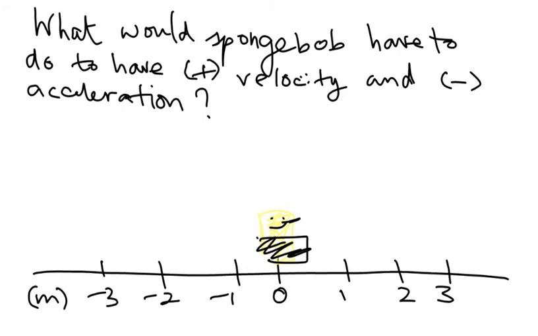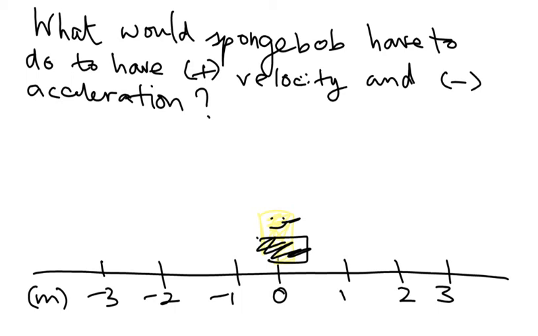Okay, having seen that, I want you to try to answer this next question. So actually take a minute and write this question down. What would SpongeBob have to do to have a positive velocity and a negative acceleration? Okay, so take a minute, write the question down, and then try to write an answer down. And then once you've done that, check back with the video.